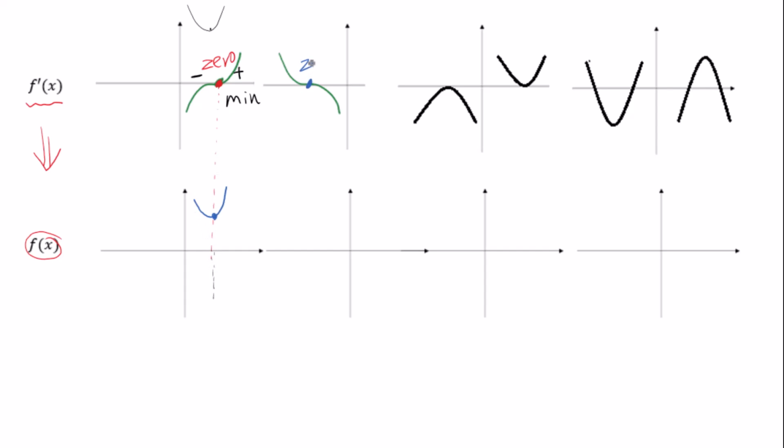This is also 0. Above the x-axis will be positive, here's negative. So going up, going down. This will be the maximum point. We can sketch the graph like this.